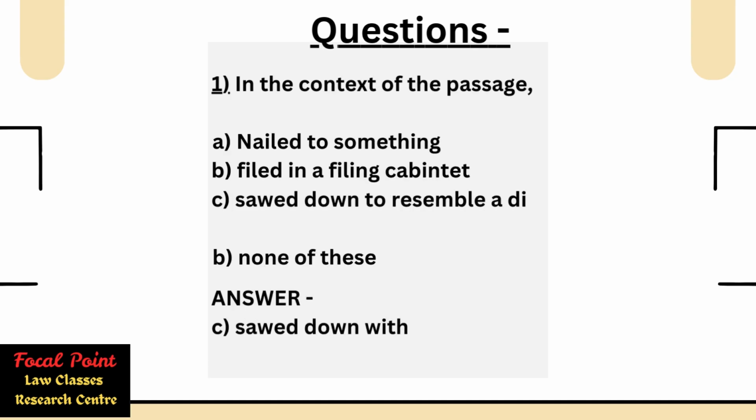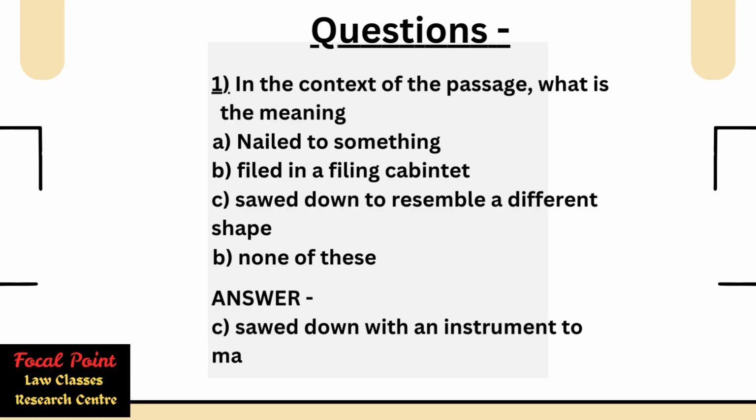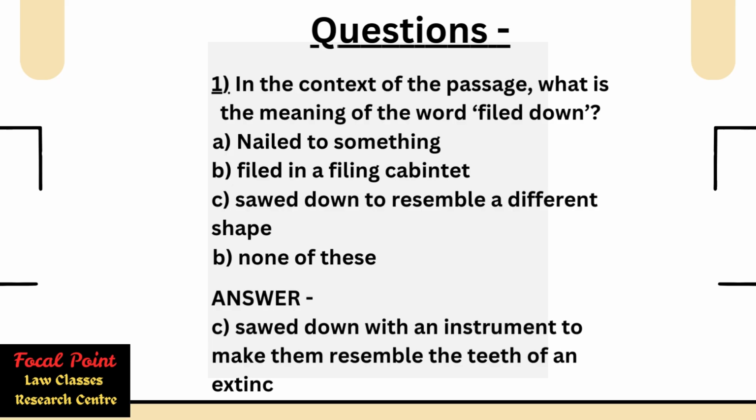So, in the context of this passage, the word filed down means sawed down or suitably altered with an instrument to make it resemble the teeth of an extinct human relative. If you look at all the remaining options, you could have pinpointed the correct option, that is option number C, also with the elimination method. Filed down has got nothing to do with nailing anything to anything. Number 2, filed down doesn't refer to filing something in a filing cabinet, and none of these was also not the correct option. Hence, the correct option is option number C.